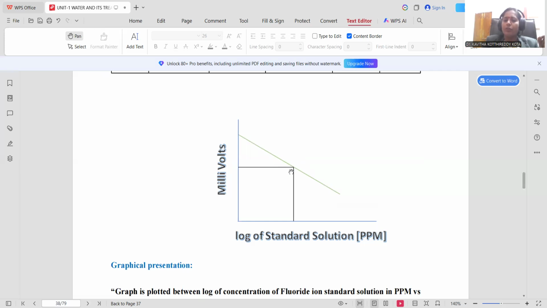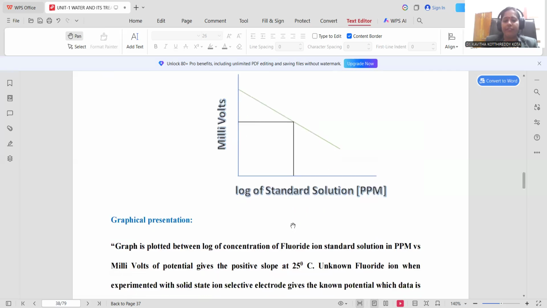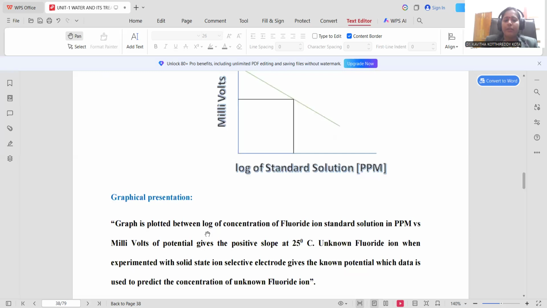Obviously, its potential is known to you, so if you extrapolate the line over here, it is possible to calculate its concentration. In this manner, how much fluoride ion is present in the water sample can be easily identified. So the graph is plotted between the log of concentration of fluoride ions on the x-axis in ppm and the millivolt values on the y coordinate, and the entire experiment is carried out at 25 degrees centigrade.